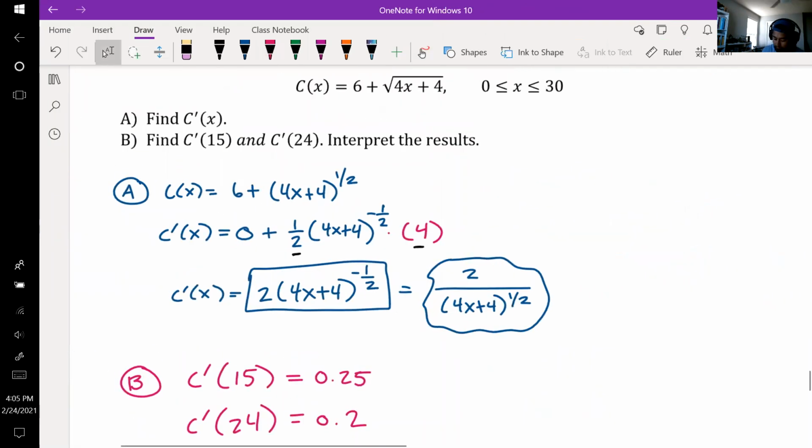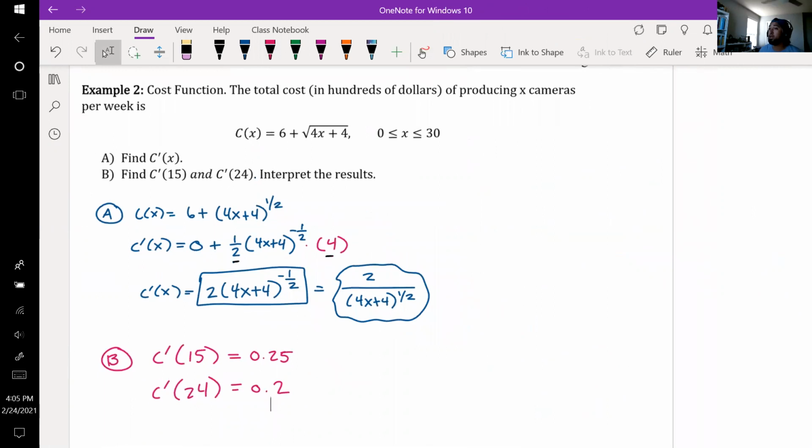So we have the cost function, and we've taken the derivative of the cost function. Remember, now we're dealing in slope. And 0.25 and 0.2 were both positive outcomes. So what this problem is saying, about the total cost in hundreds of dollars of producing x cameras per week, is that if we produce 15 cameras, the cost is going to increase by how much?